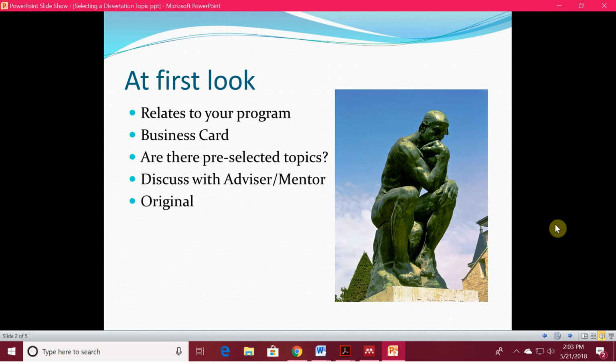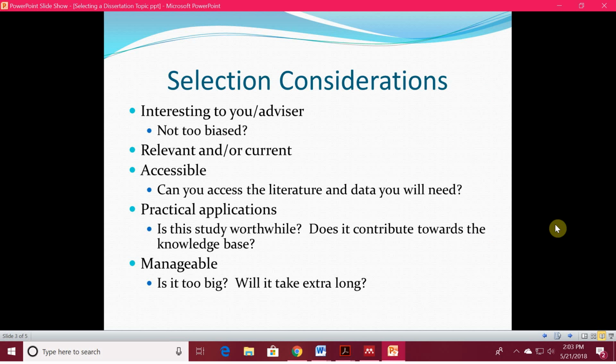Something else you might want to consider is, are there pre-selected topics? Your advisor or committee should be able to give you that information. And you also are going to want to discuss with your advisor and your mentor some of the ideas that you might have. Your work needs to be interesting not just to you, but to your advisor. And finally, your work on a dissertation needs to be original work. It needs to be something that nobody else has done, and we'll discuss that more in depth a little later on.